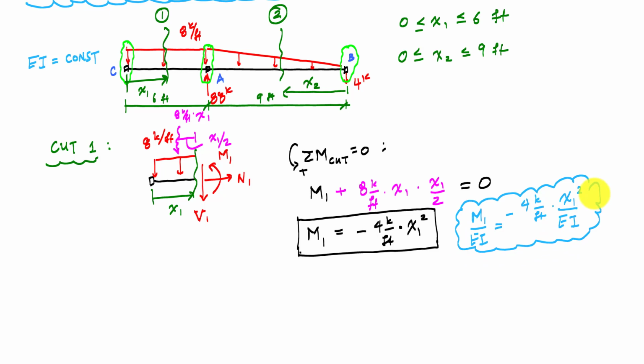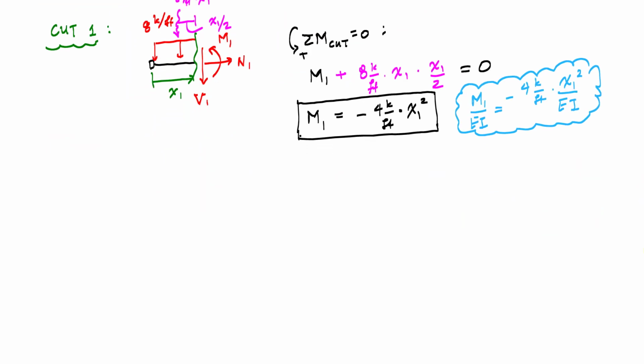Next, I would look at cut 2, and for my cut 2, I'm going to make that cut, and I'm going to choose the right side of that cut to draw the free body diagram. So that would look something like this. And I don't know what the intensity of that value is there, but I can solve for it by either using a linear function in terms of x, or using similar triangles, which I'll show you in a second here. But this is cut x2 like this.